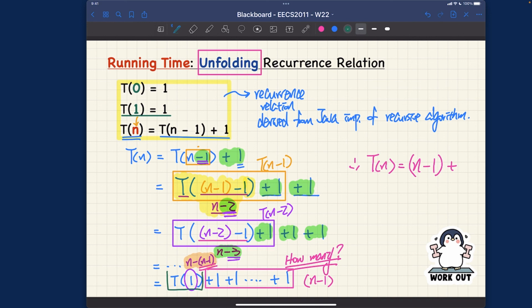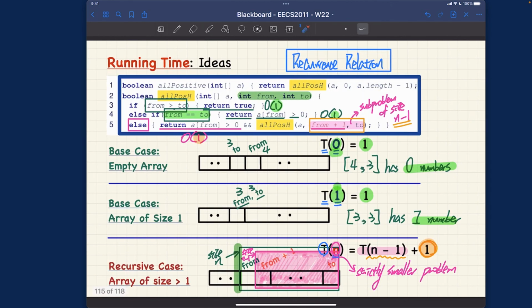This part is actually just 1, right? Plus 1, which is equal to just n, right? So that means the algorithm itself is big O of n. This definitely should make sense because this is simply a linear algorithm to go through the array, starting from the entire range of the array and keep reducing the size of the search space by 1 until we reach the final one to decide whether all the numbers are positive. So eventually, in the worst case, we have to look through all the numbers in the array. So that means it's linear.